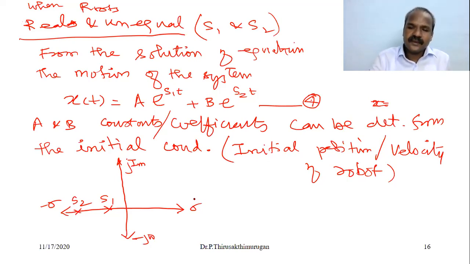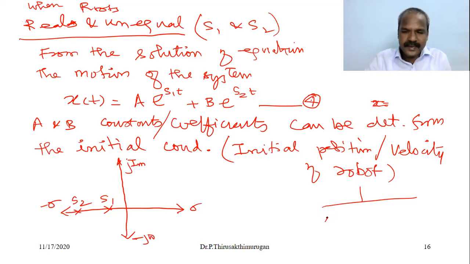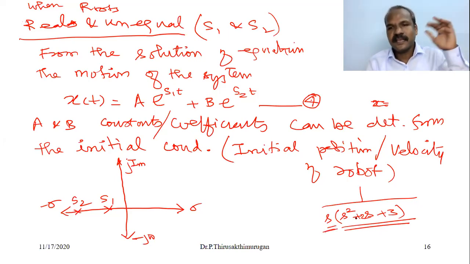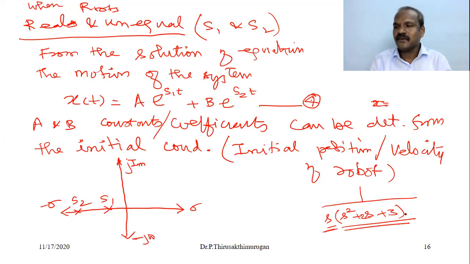In control systems we also study higher order systems by considering only two poles. For example, s square plus 2s plus 3 is a second order system. But we also studied third order, fourth order, fifth order and higher order systems in linear control systems, by treating them as second order systems considering only the two dominant poles in the equation. Let us see one example.